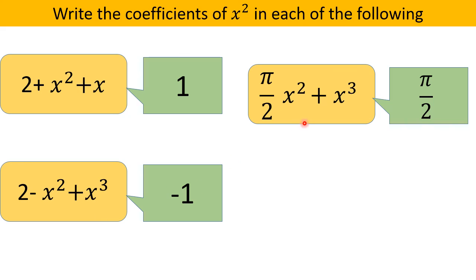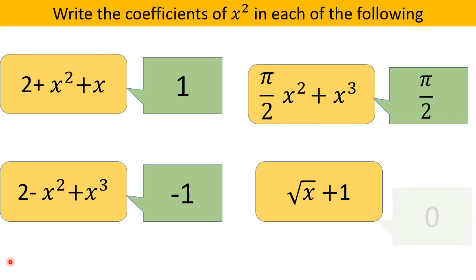Already you know the meaning of coefficient. Coefficient means leaving this x square, you write down the other numbers, whatever is there along with it. Then the next one we will see is root x plus 1. In this root x plus 1, you cannot see a term where you have x square itself. So in that case, it will always be 0.